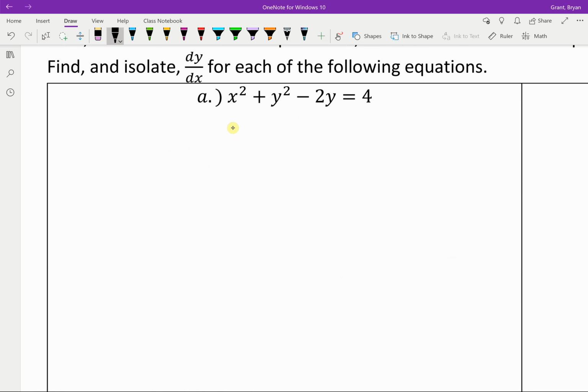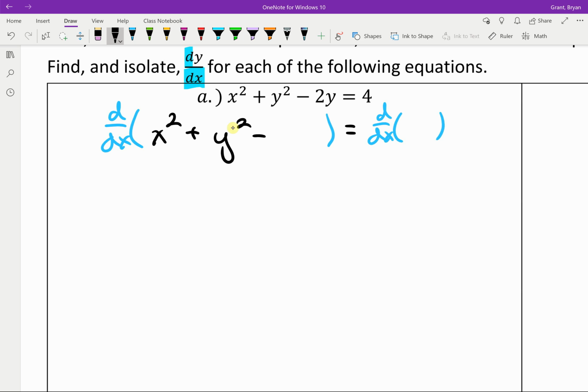So we want to find dy dx, and the important piece to realize is that means we're taking d dx of this equation. It's always important to identify what you're taking the derivative with respect to on both sides. So we're taking d dx of x squared plus y squared minus 2y equals 4. All right, well, we'll go a little bit quicker this time. We know d dx of x squared is 2x, and we saw before that d dx of y squared is 2y dy dx. But how do we deal with this minus 2 times y?